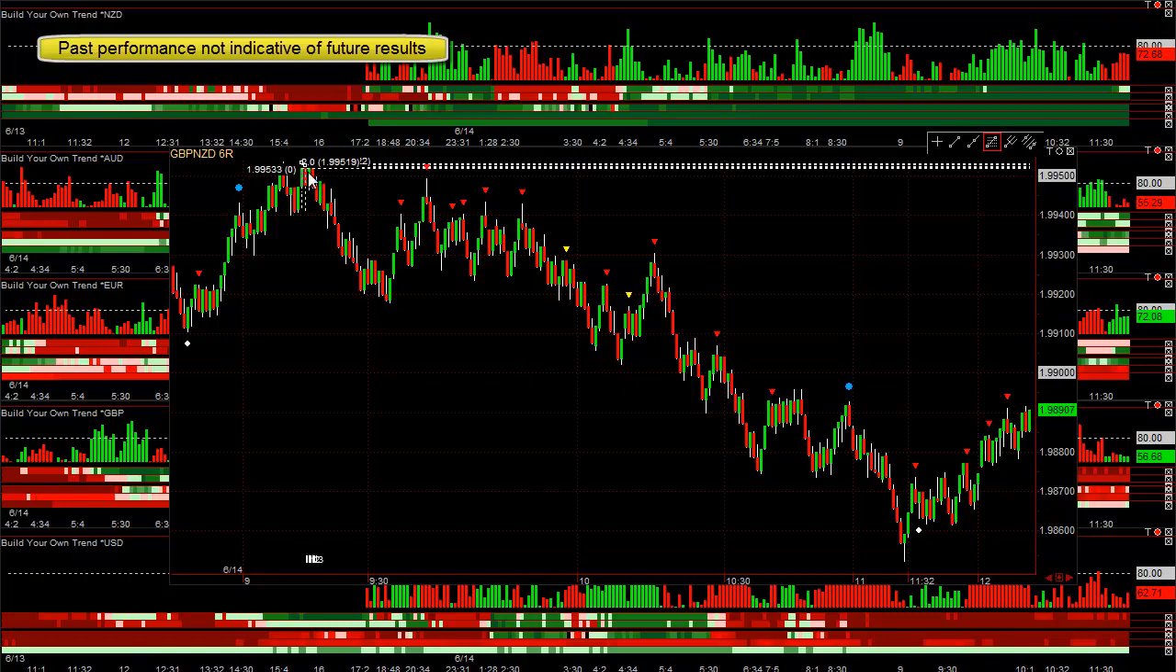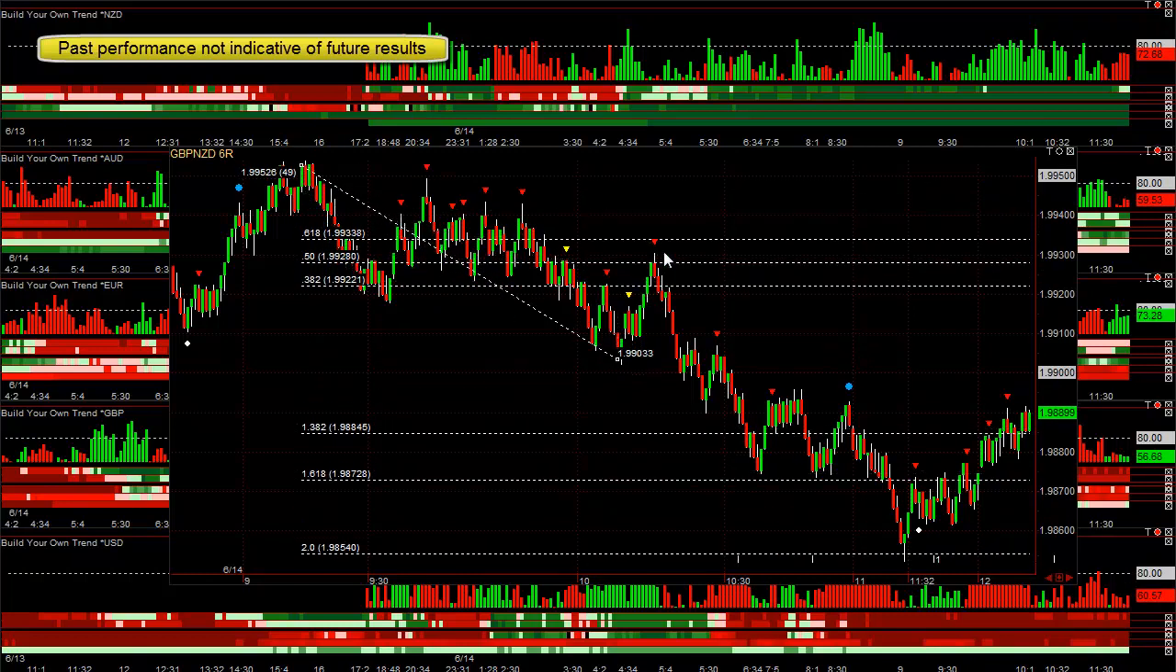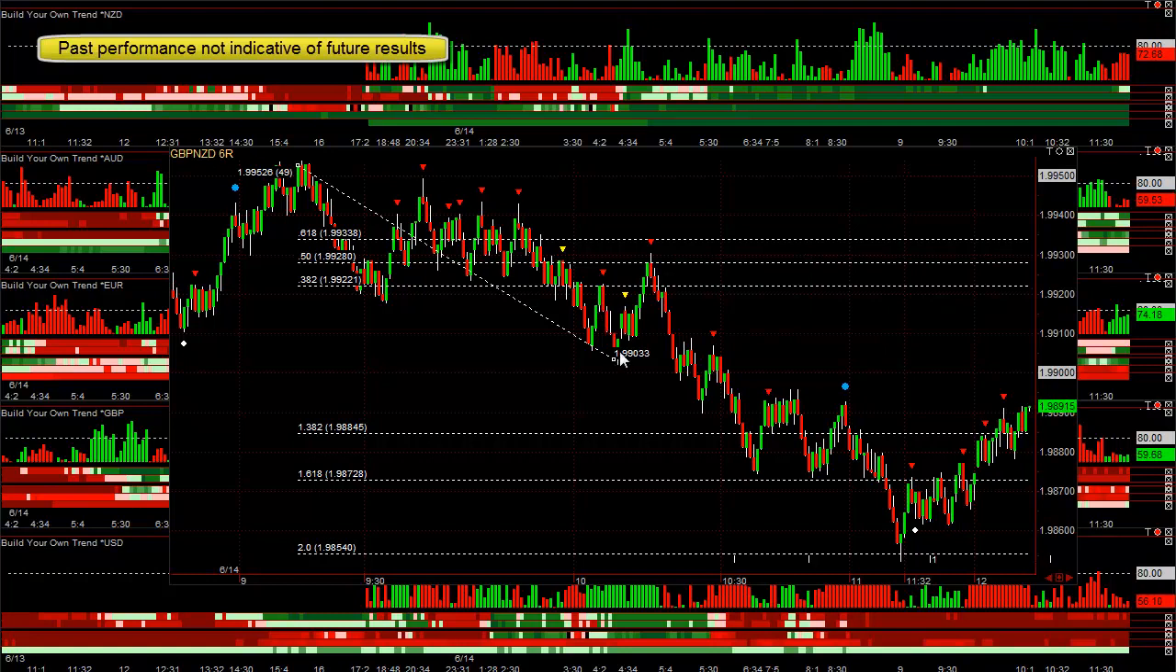Anytime you have a move that's down like this, always draw your fibs. I like to get short at the 50% level. You could have gotten short right here. You can see it went down a little bit. This is not much of a pullback, and I kind of skipped those.